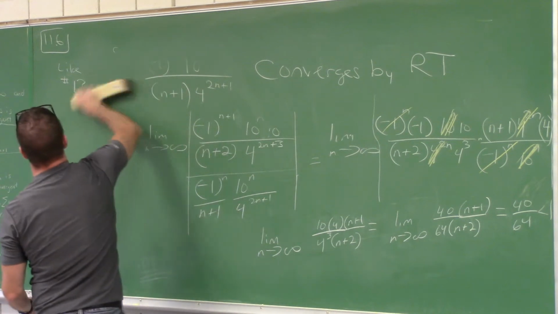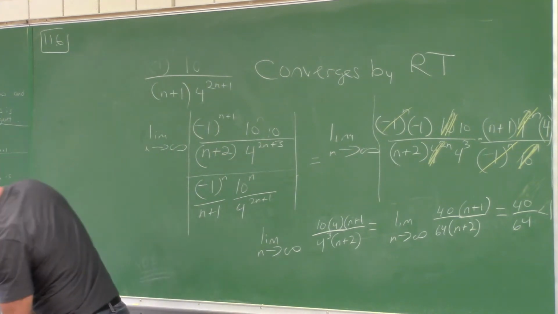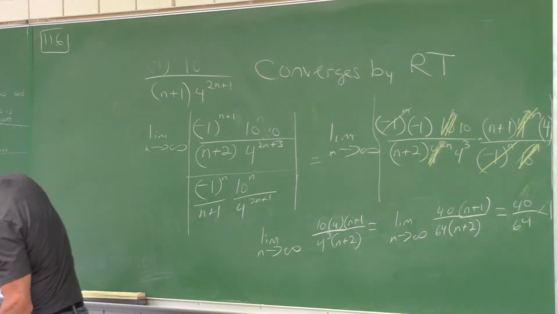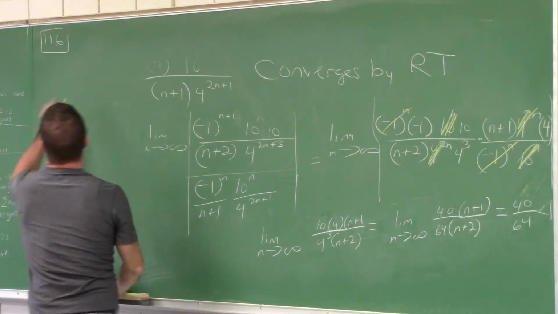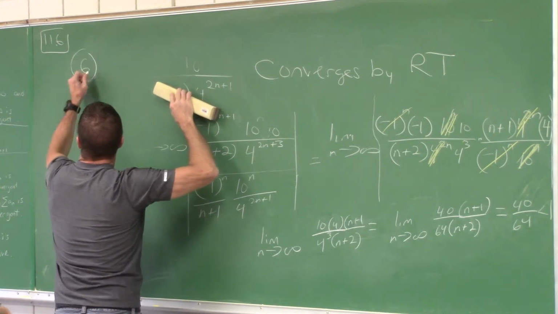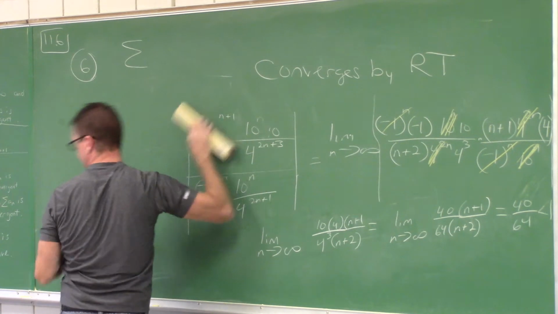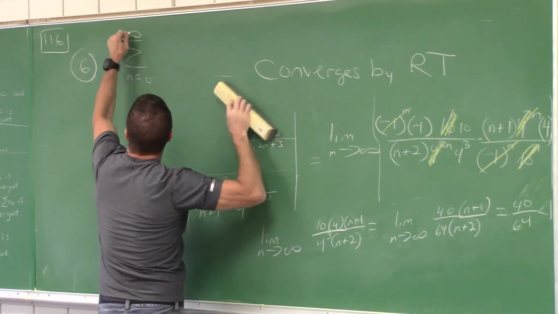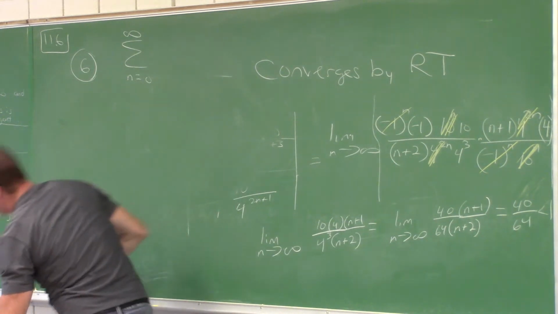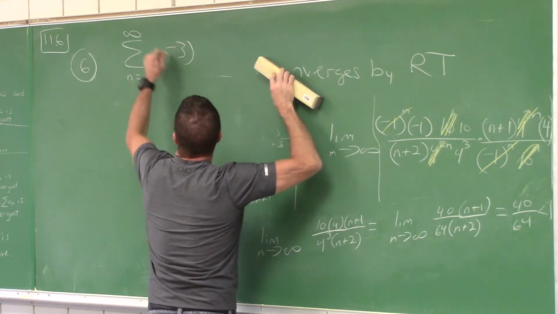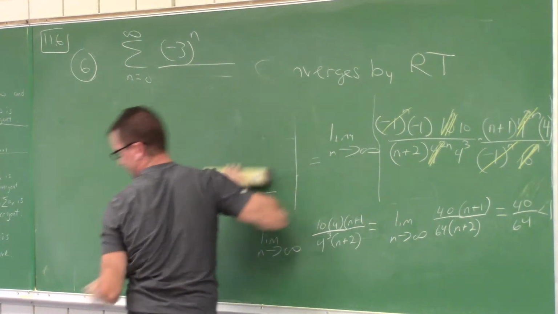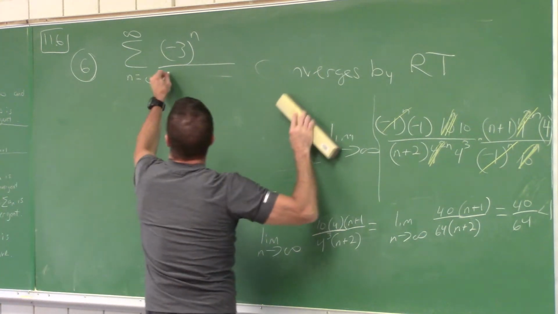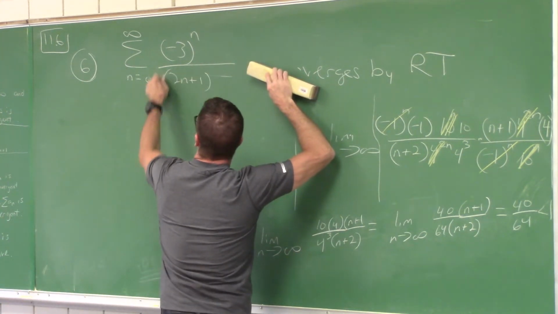All right, here's the last one. This is an even problem, number 6 from the test. And this is what they have. Does this series converge or does this diverge? N equals 0 to infinity. Ah, it's starting at 0. Negative 3 to the n over 2n plus 1 factorial.